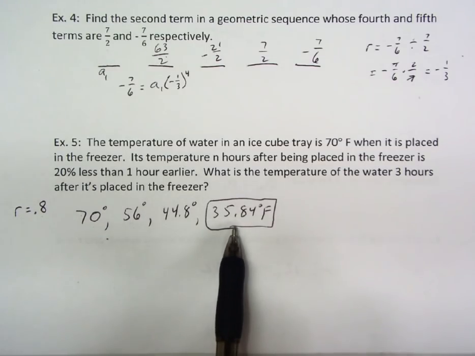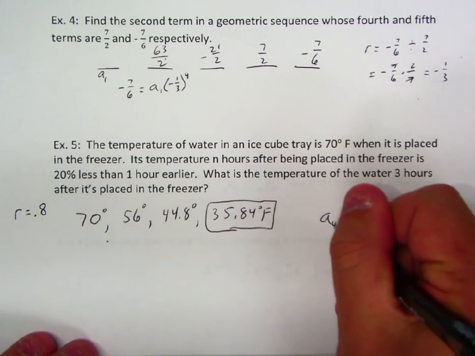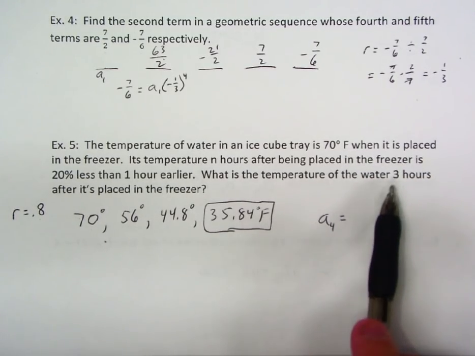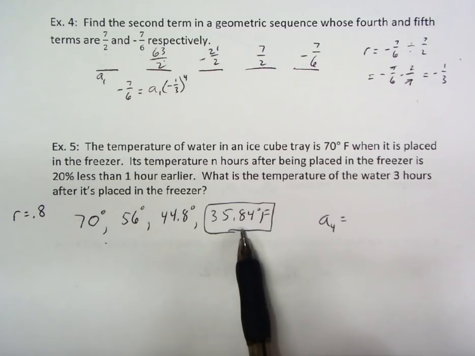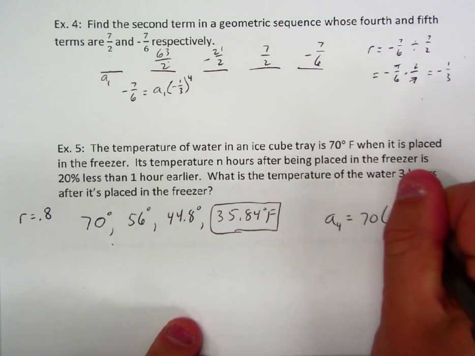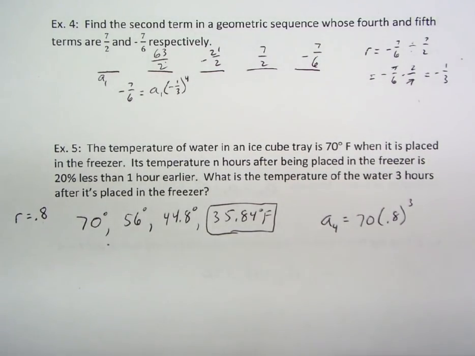And so if you're going to use the formula, here's another thing you could do, but this is tougher for some students to do. Even though it's after 3 hours, you're looking for the fourth term. And so the first term is 70, the ratio is 0.8, and we would do to the n minus 1 power. So that's another option.